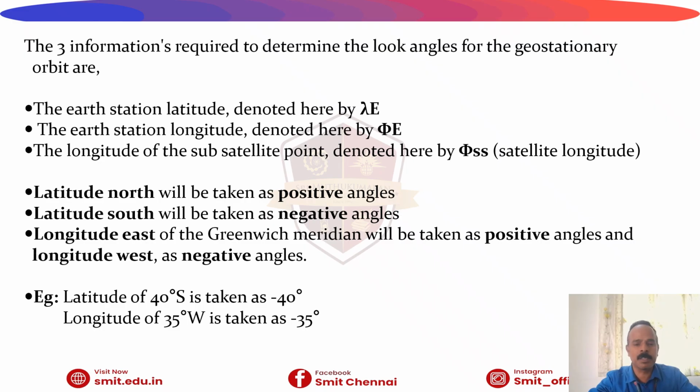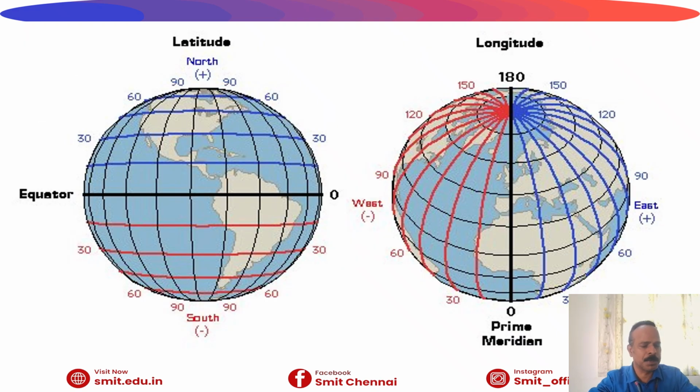What is meant by the azimuthal angle? It is the horizontal angle between the north direction and the direction towards the satellite. It is measured in the horizontal plane. Then the elevation angle. The elevation angle is the vertical angle between the horizontal plane and the satellite.